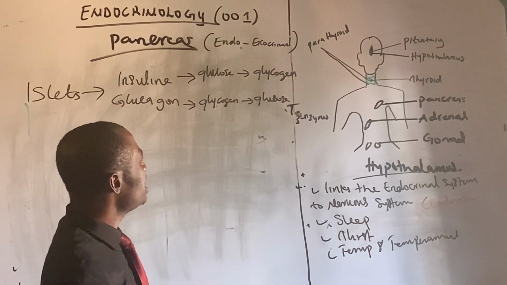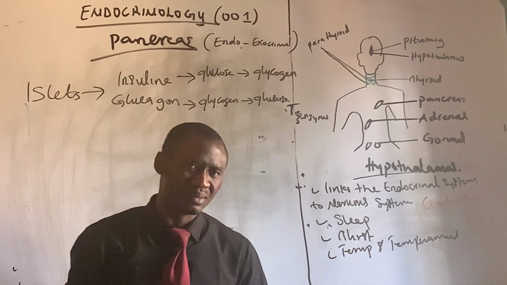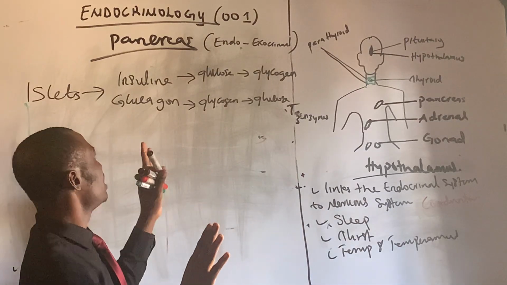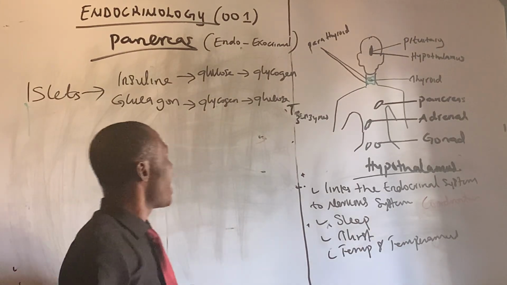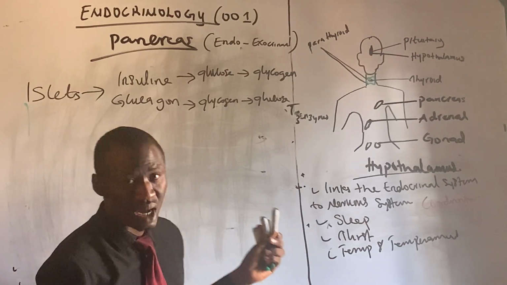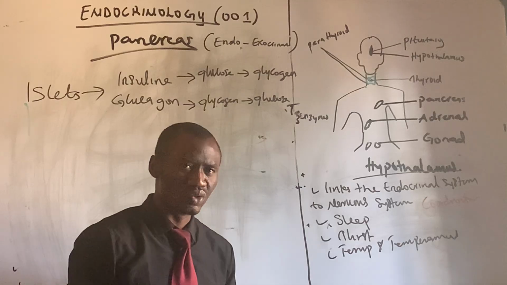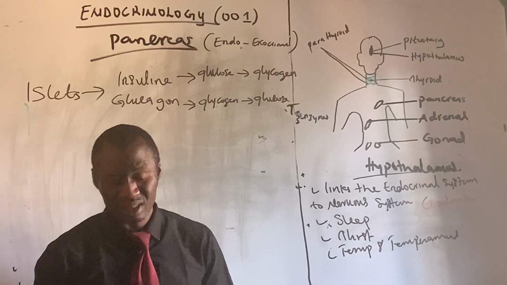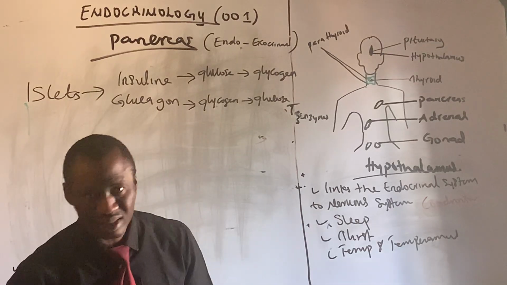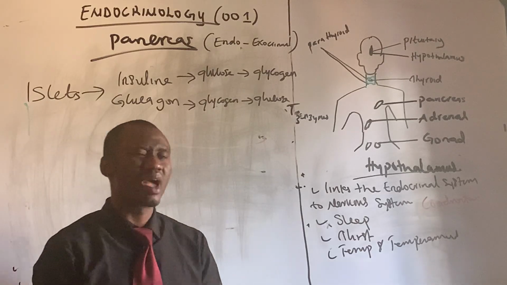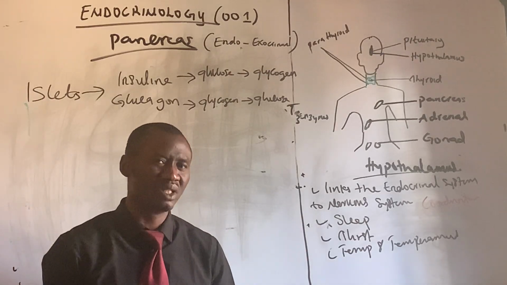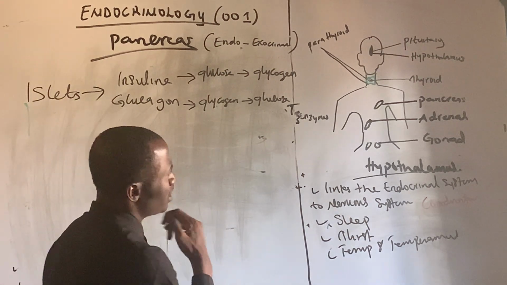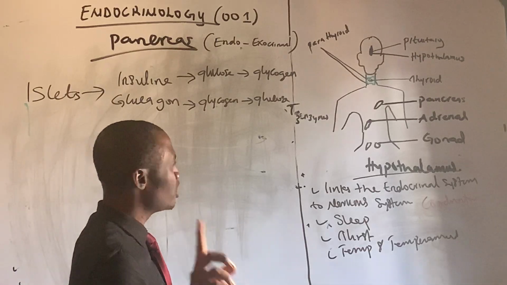If you want to check out the carbohydrate metabolism, we have a video on that. Just know that insulin converts glucose to glycogen, and glucagon converts glycogen back to glucose. If you want detail on the processes involved, glycogenesis, glycogenolysis, and gluconeogenesis, we have a video on carbohydrate metabolism by Nehemiah. You can check out that video for that insight. You'll find it there.